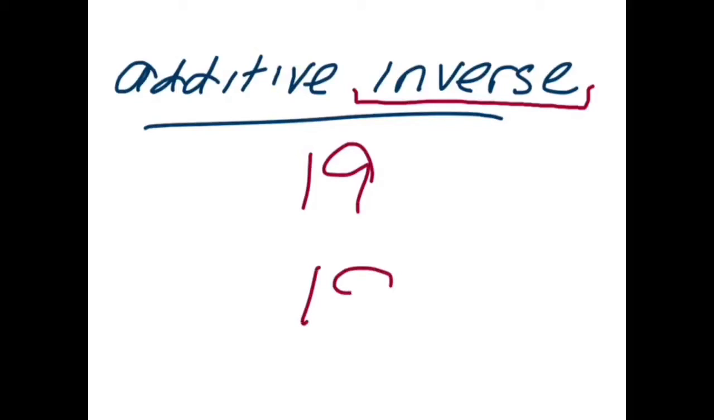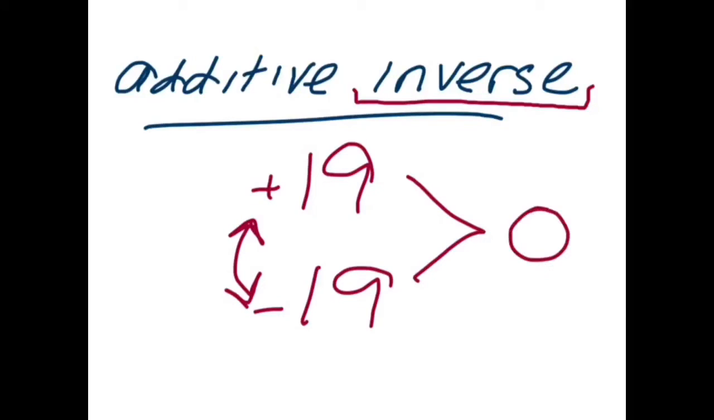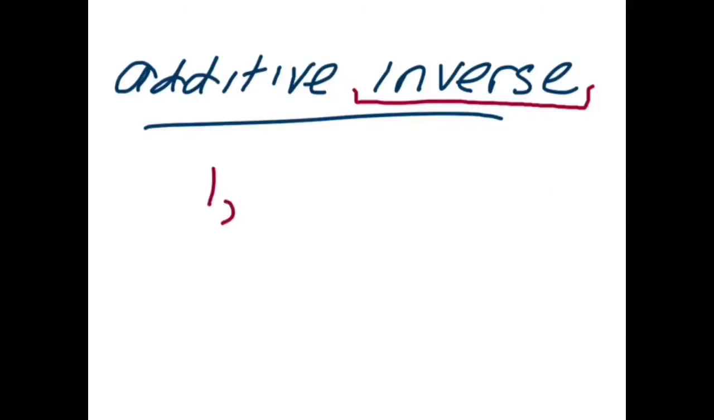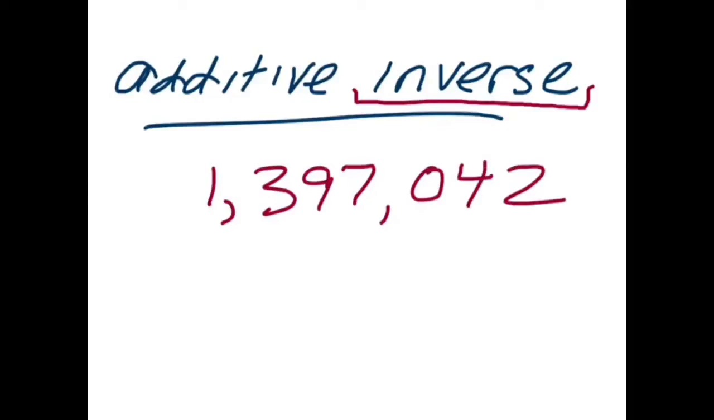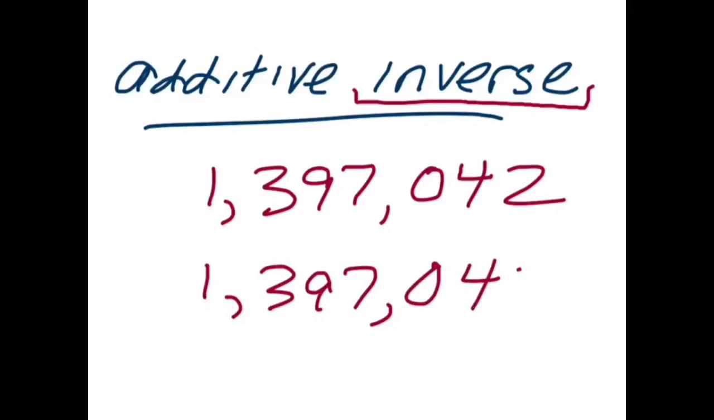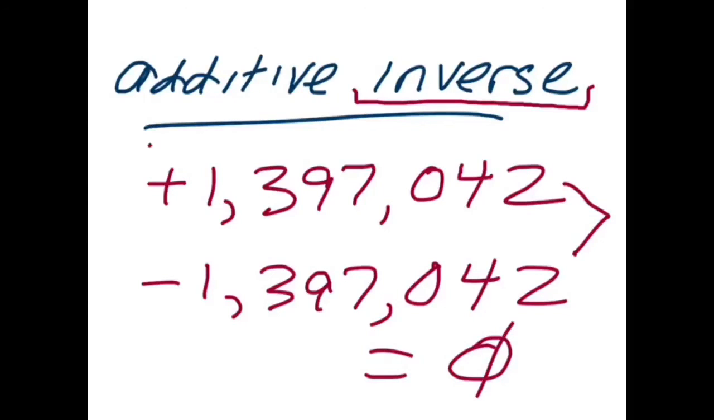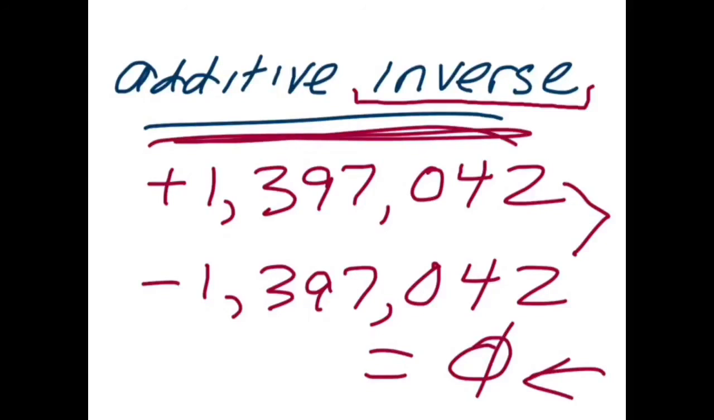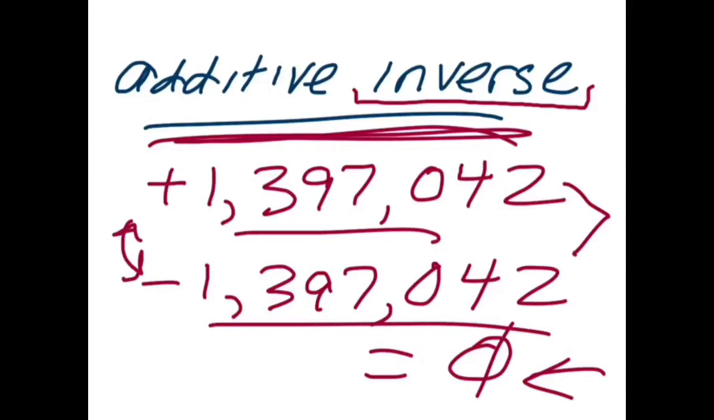19 and -19. Positive and negative. This makes them additive inverses. They're opposites. You do the math, you're going to end up with a 0. 1,397,042 and -1,397,042. Additive inverses, positive, negative. You do the math, you're going to end up with a 0. Additive inverses always end up in a 0. Identical numbers, opposite signs, additive inverses.